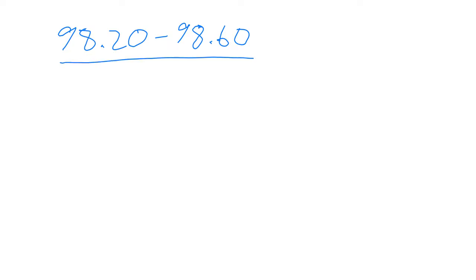98.20 minus 98.60. That is your numerator, and so a big old line under that. And in the denominator, you have another fraction. So the numerator in the denominator is 0.62.